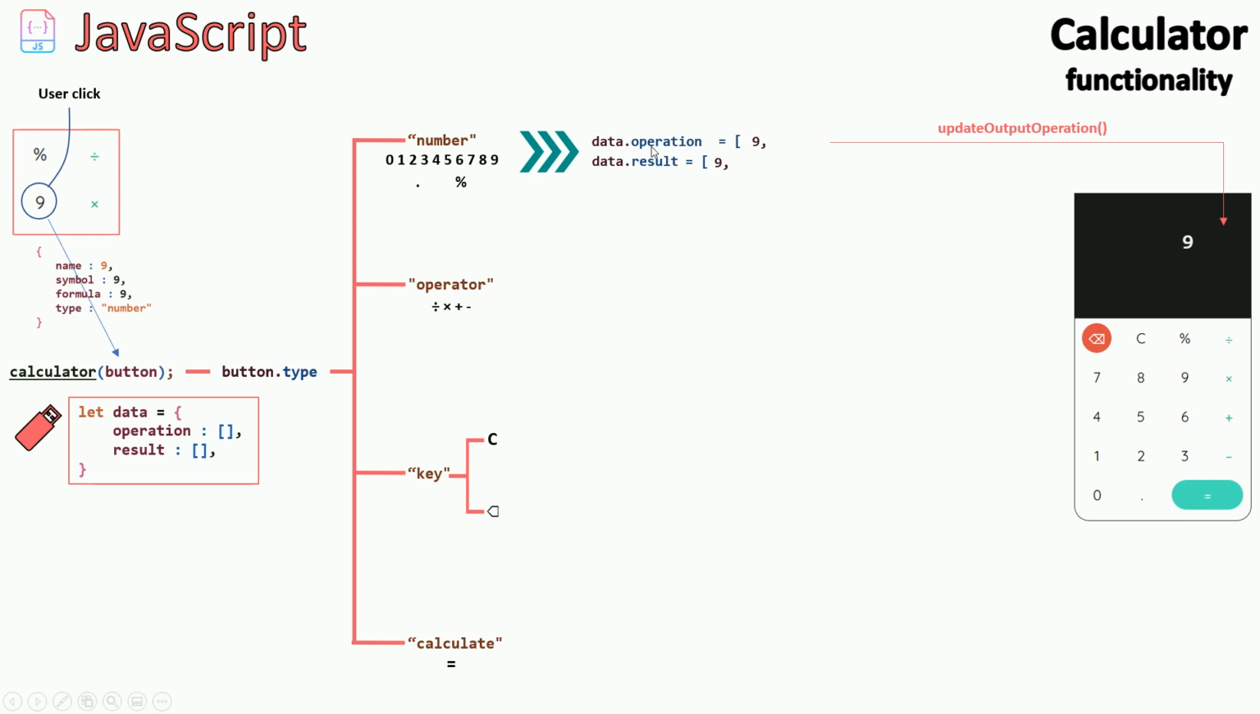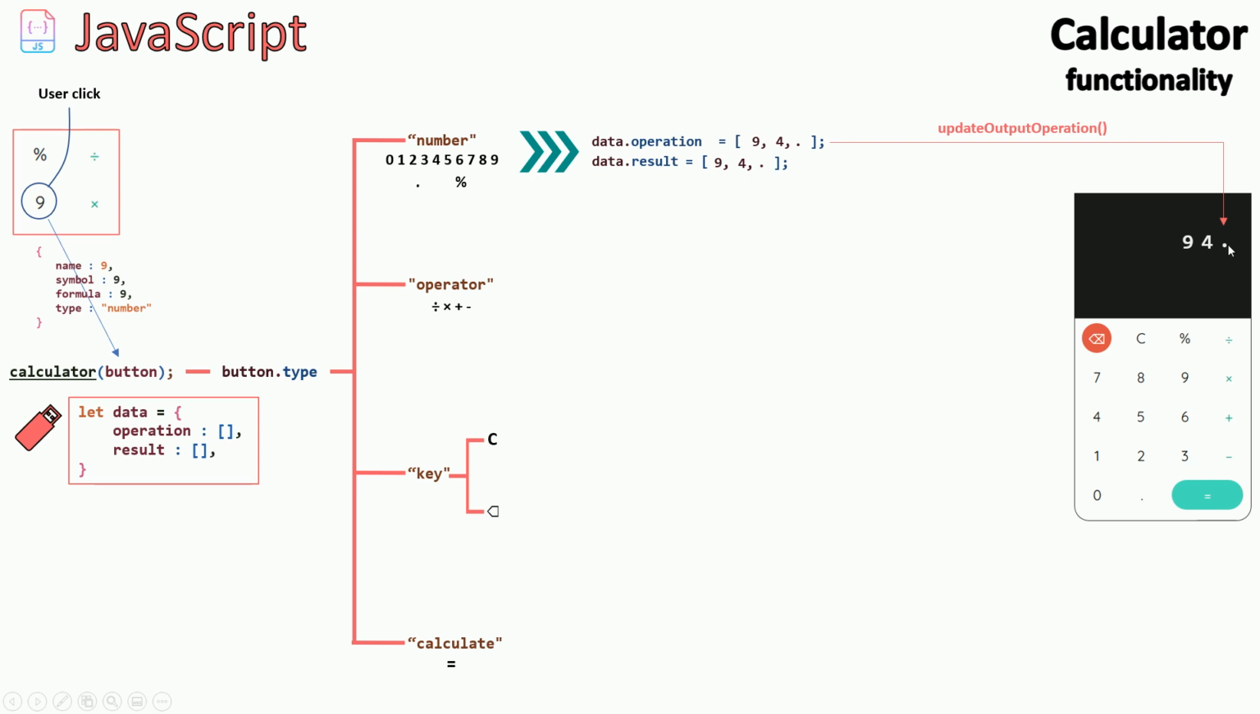Now the operation array is what we show to the user while he's typing on the calculator, but the result array is what we use to calculate the result. Now when he clicks on 4, we're going to push the 4 number to the operation, and the same thing to the result, and of course we'll update the output operation. And then of course the same thing will happen if he clicked on the decimal point, for example.